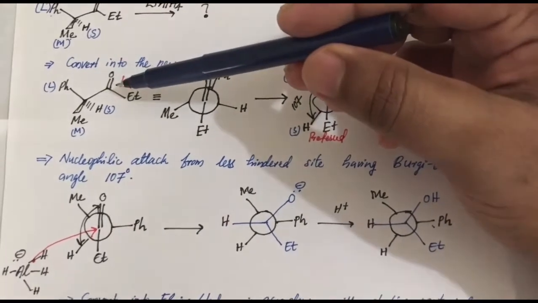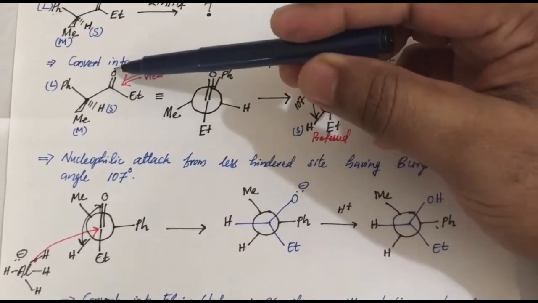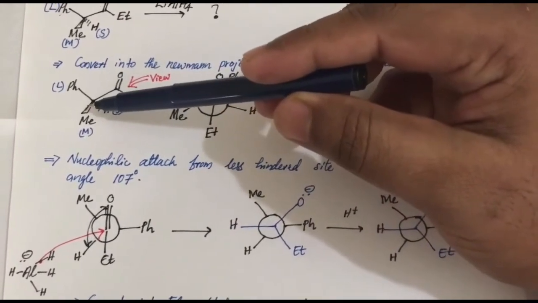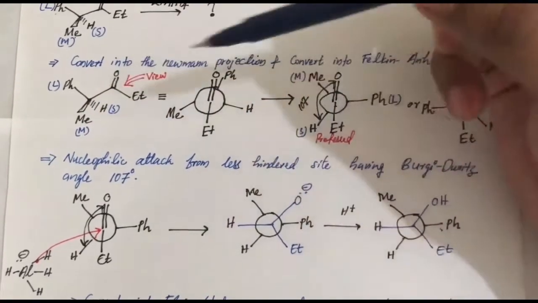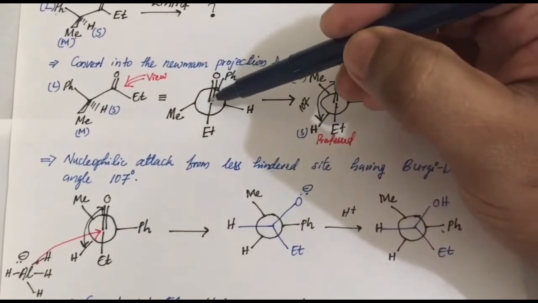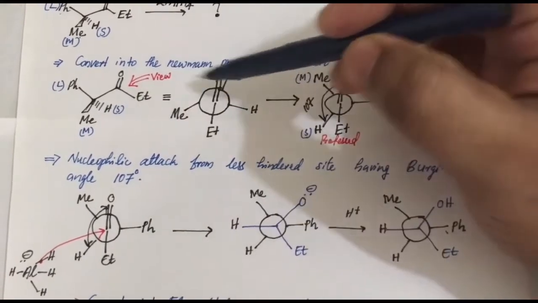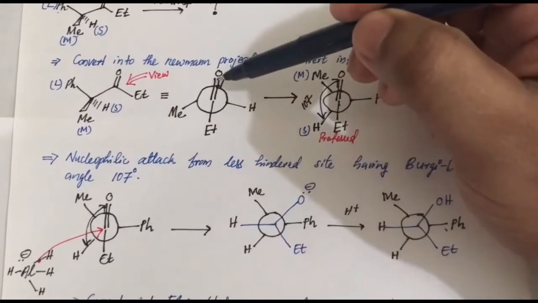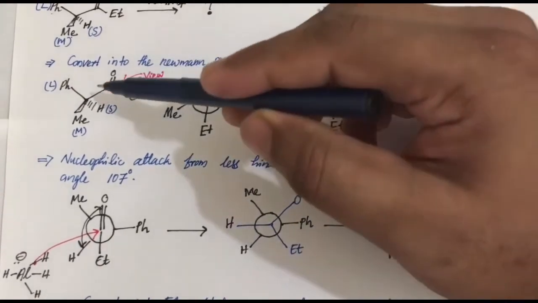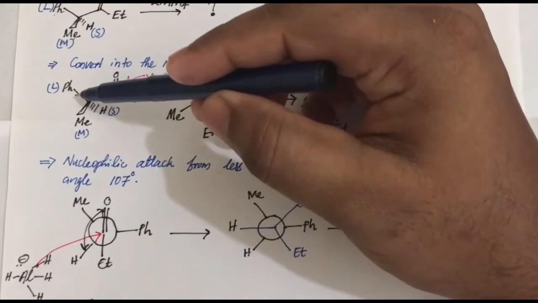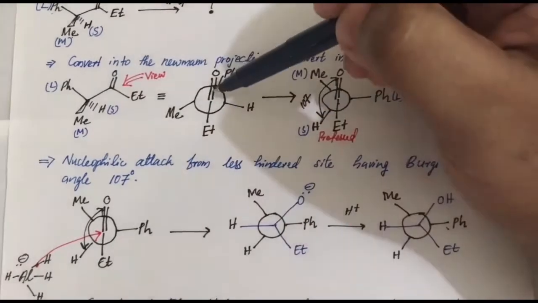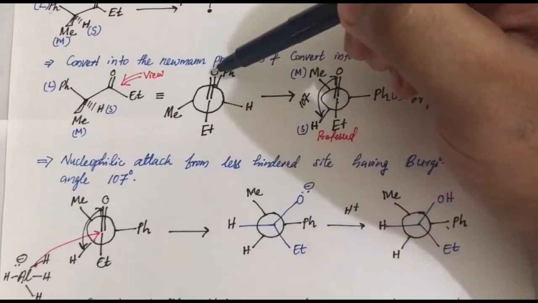In order to convert, we are going to take our carbonyl carbon as the front carbon and the alpha carbon as the back carbon. So when we are moving to its Newman projection, our carbonyl carbon is like this, and we know that Ph is coplanar with the carbonyl carbon. So the front carbon is like this, and our back carbon is our alpha carbon. Ph is coplanar with the carbonyl compound, so that becomes just the backside of the carbonyl carbon.